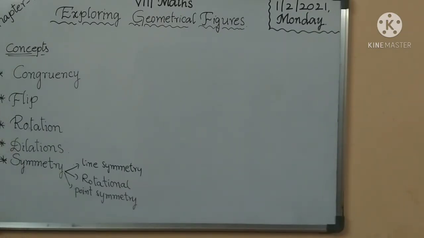Okay, first we will discuss the first concept, congruency. What is the meaning of congruency? We have to take any type of objects that have the same size and same shape. Same size and same shape is called congruence.